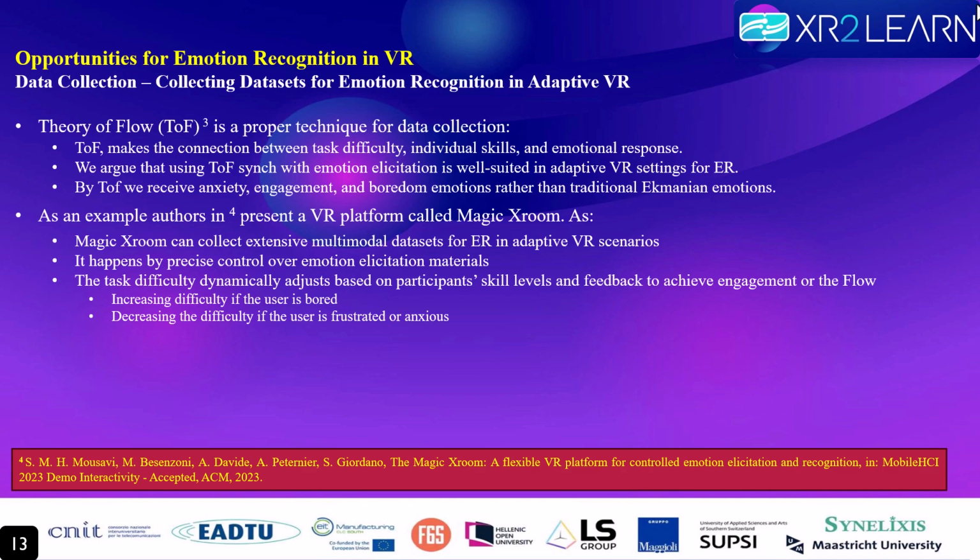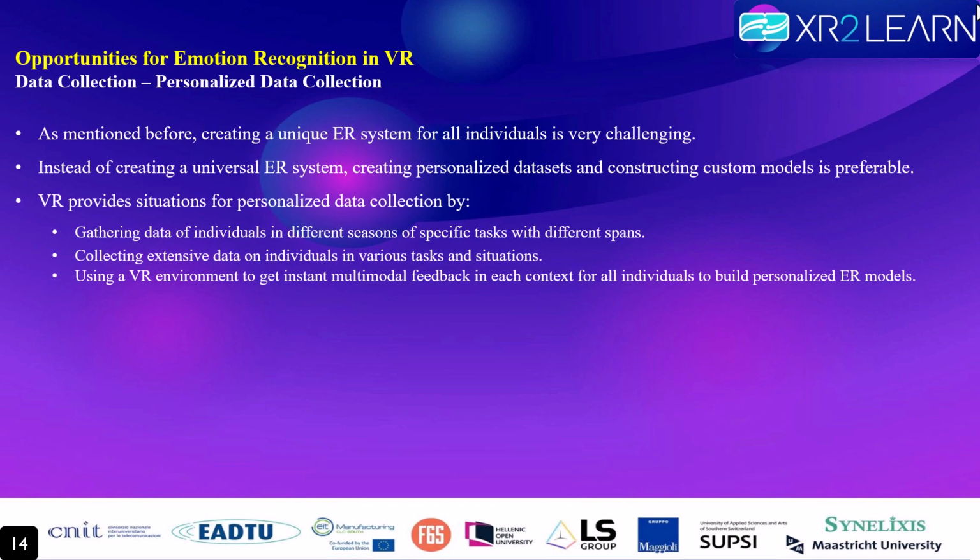As an example, authors in reference number 4 present a VR platform called Magic X-Room. Magic X-Room can collect extensive multimodal datasets for ER in adaptive VR scenarios. It happens by precise control over emotion elicitation materials. The task difficulty is dynamically adjusted based on participants' skill level and feedback to achieve engagement, or the flow. It happens by increasing difficulty if the user is bored and decreasing the difficulty if the user is frustrated or anxious.